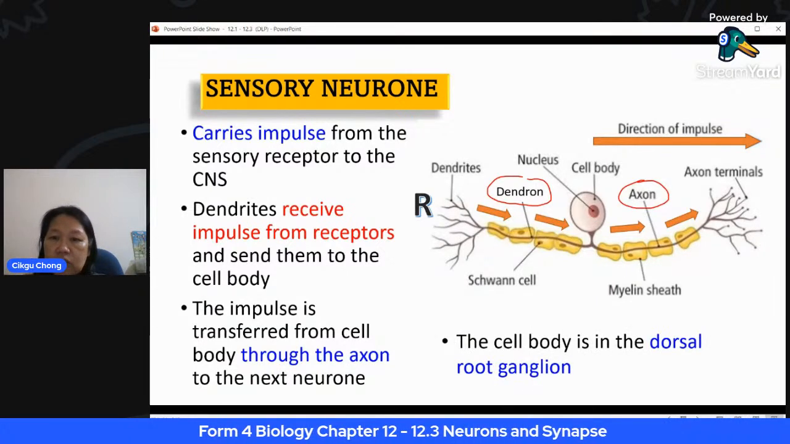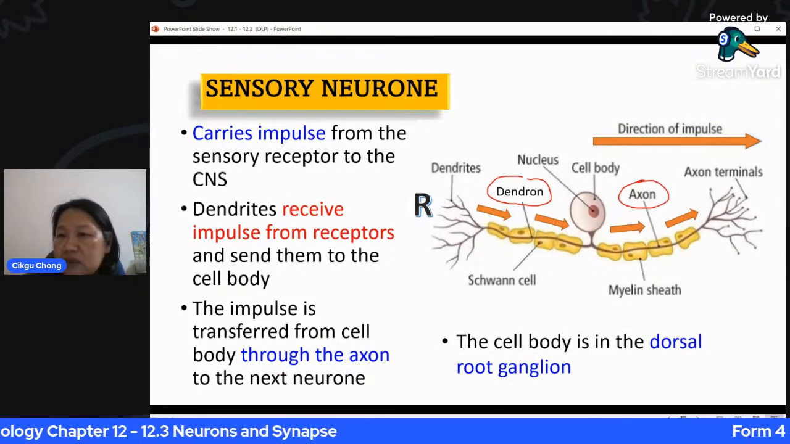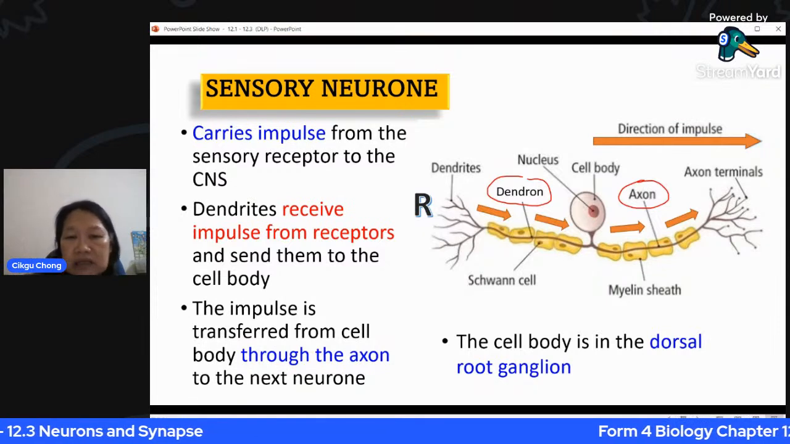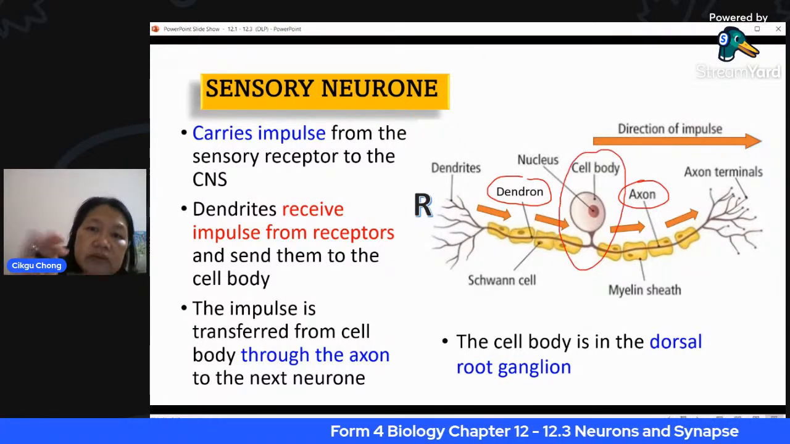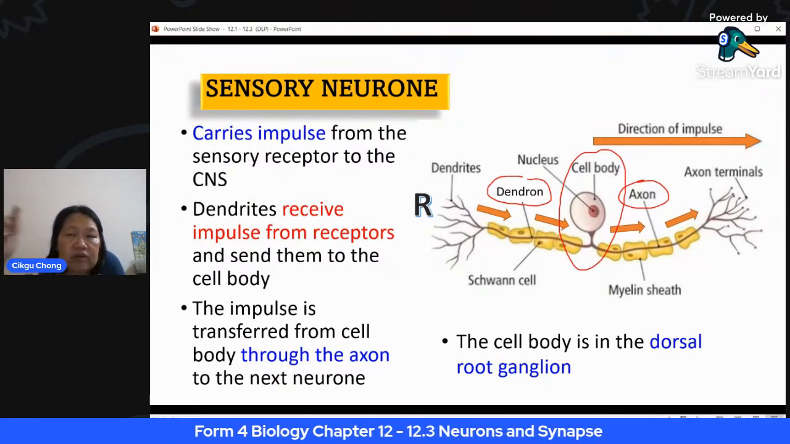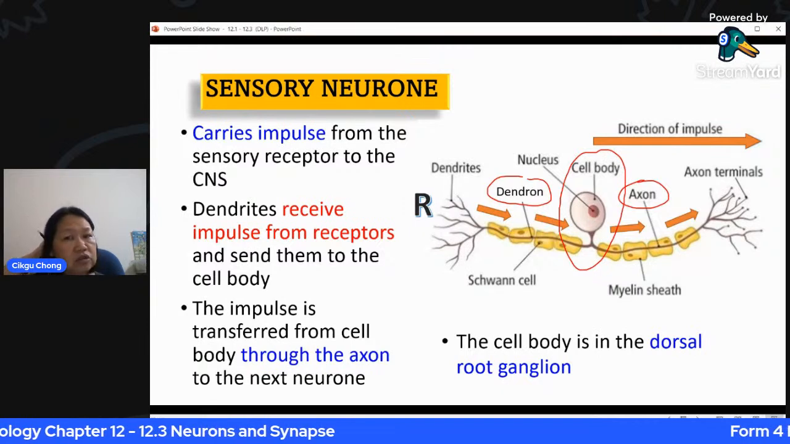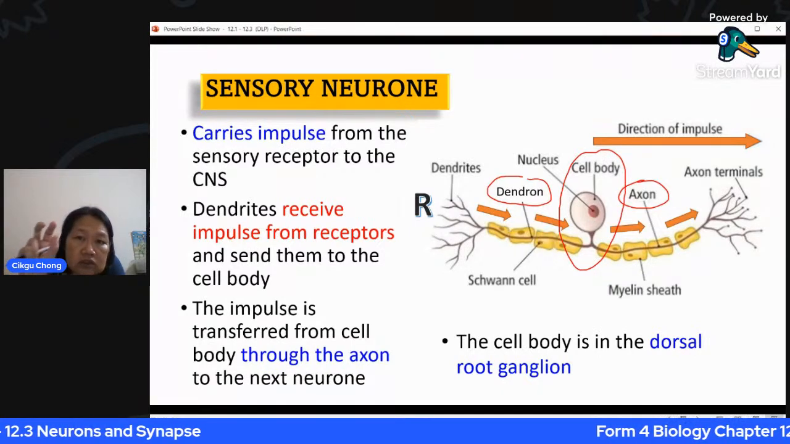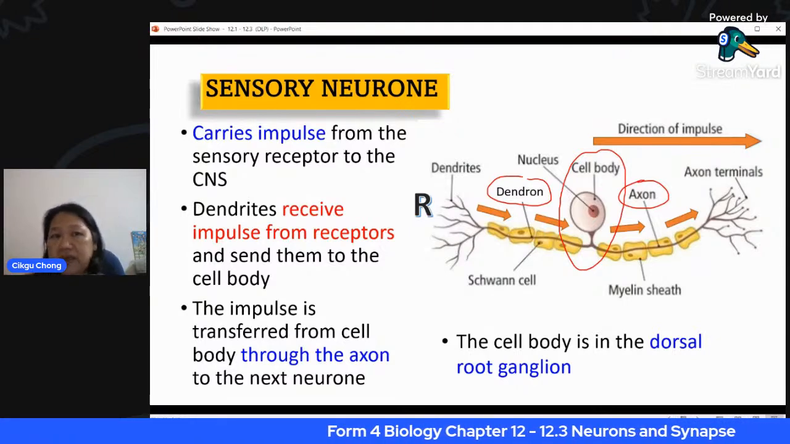And of course, the other side will go into the spinal cord, right? The cell body is in the dorsal root ganglion. Normally the cell body of this neuron will be found in the dorsal root ganglion. Remember that part that is bulging out here? The dorsal root of the spinal cord has the dorsal root ganglion, the bulge there. This cell body is found inside there.